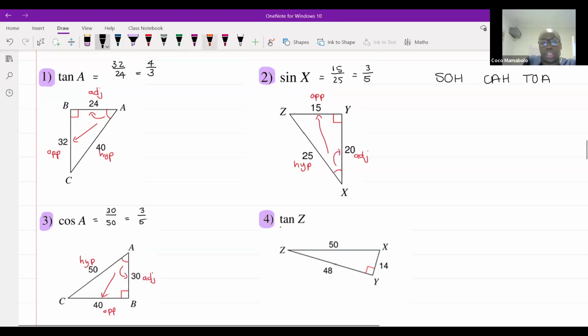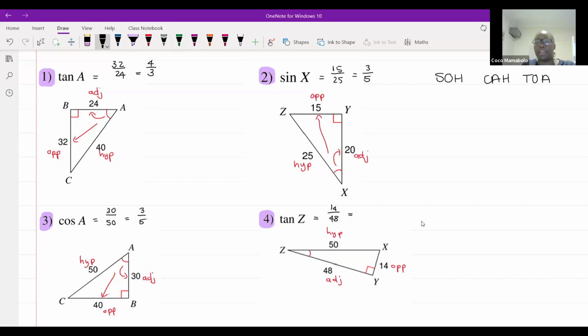Okay, over here, again, Z is my reference angle. 48 over here will be my adjacent side. 14 all the way on the other side, that is my opposite. And the one across from a 90-degree angle, that is my hypotenuse. Okay, and then tan is opposite over adjacent. Opposite is 14 over adjacent, which is 48.